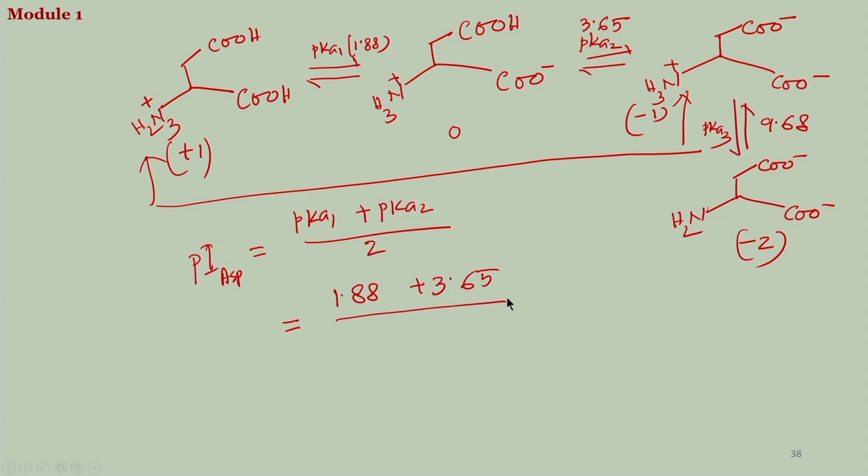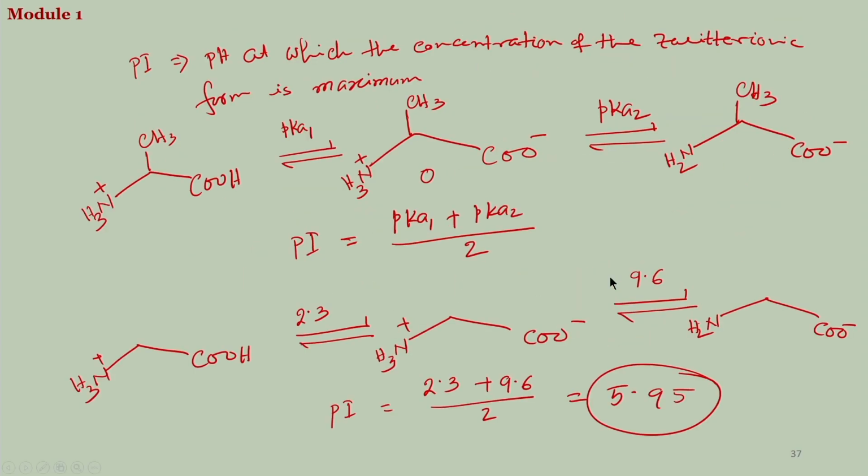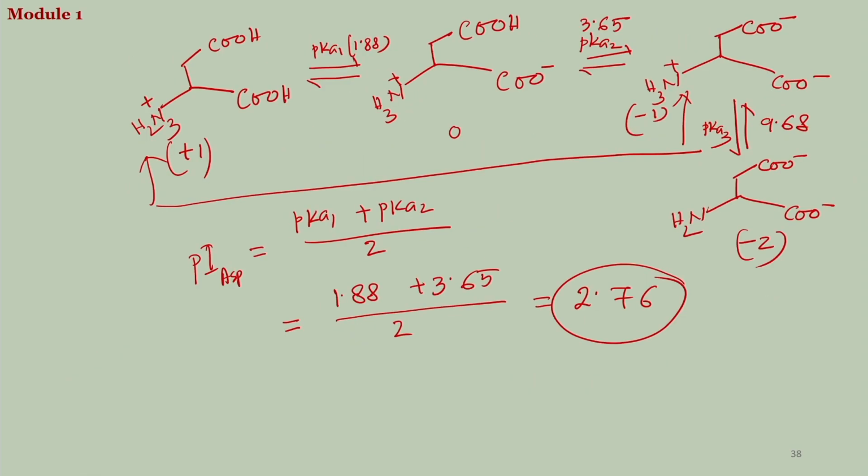So it's already different than glycine, because in the glycine case this one was coming into the picture, divided by 2. So the average is around 2.76. This is the pI of aspartic acid. Of course, it's way different than glycine. Glycine has 5.9. In this case, aspartic acid has 2.7. That is because it has a carboxylic acid as the side chain.